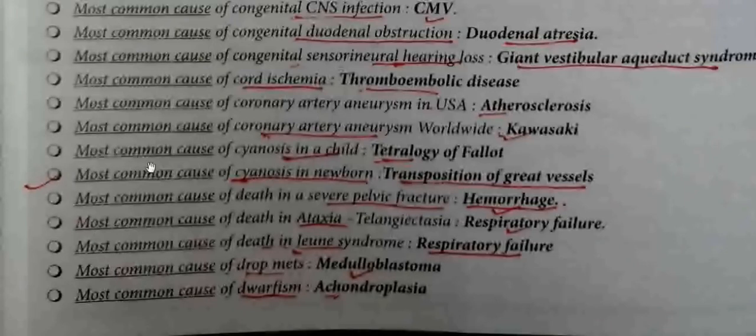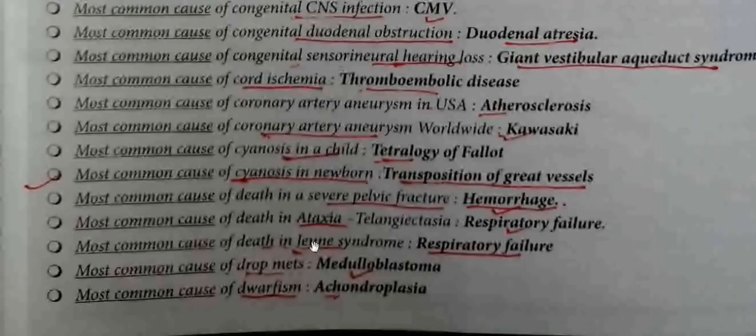Next one is the most common cause of cyanosis in a child. Cyanosis in a child is tetralogy of Fallot, and the most common cause of cyanosis in the newborn is transposition of great vessels. The most common cause of death in a severe pelvic fracture is hemorrhage.